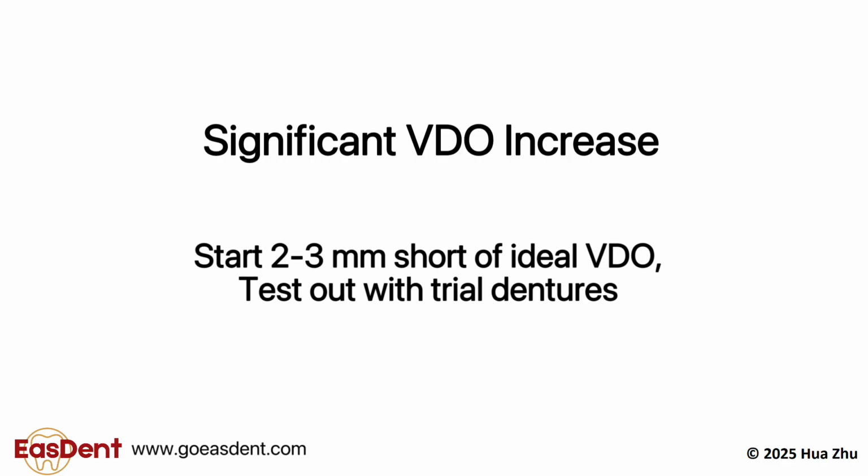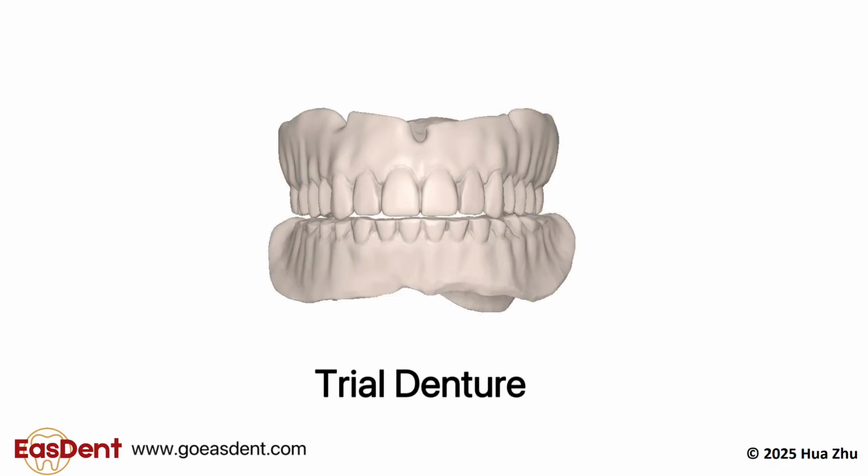If the patient has difficulty tolerating the new VDO, you can adjust the trial denture by grinding down the teeth to reduce the VDO. Allow the patient to get used to the new height before making further changes.